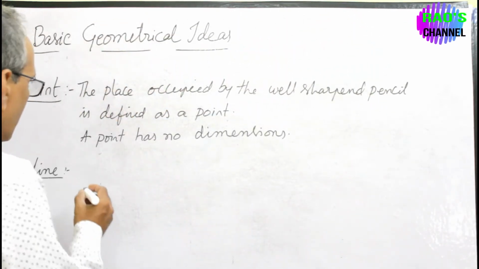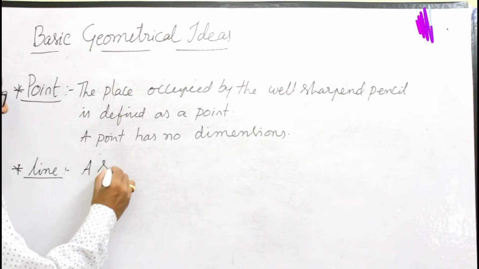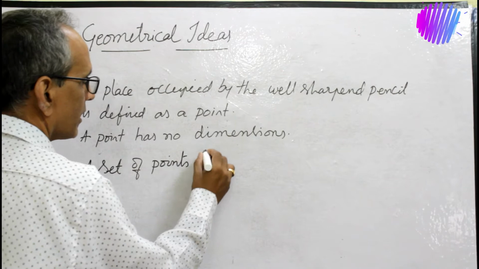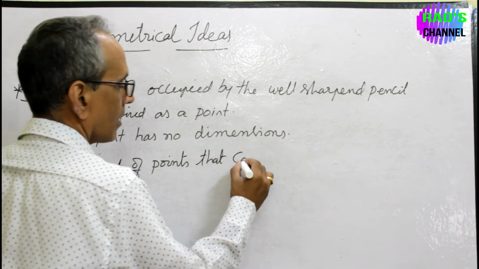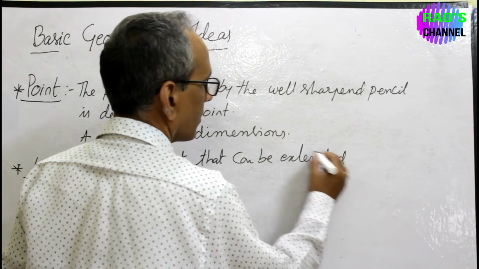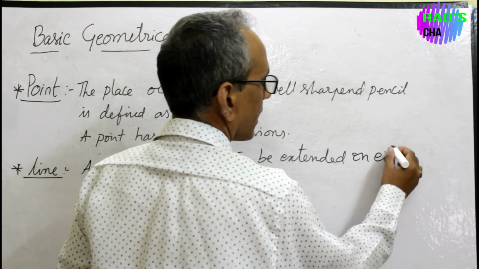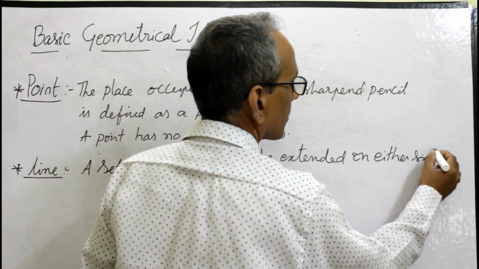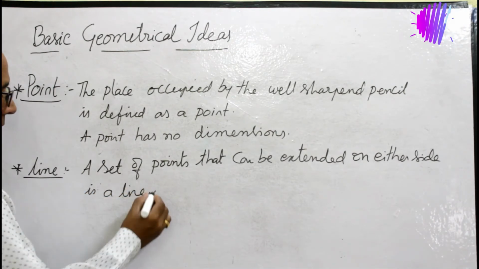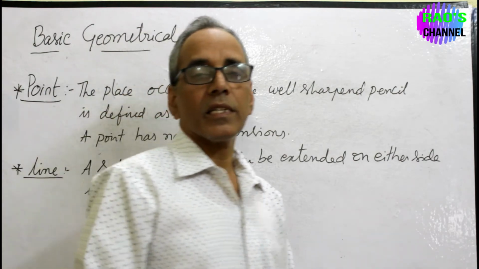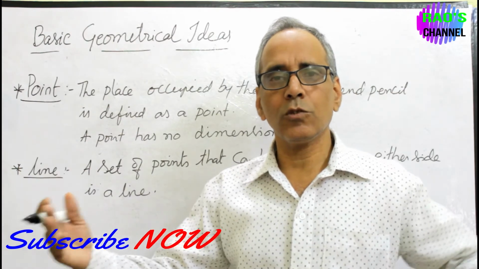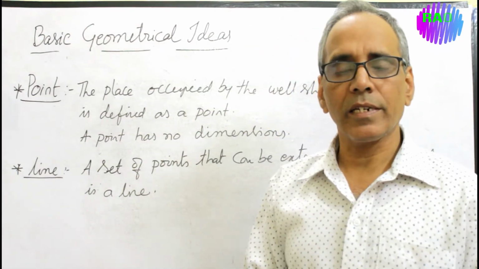So I define here, a line is a set of points that can be extended on either side is a line. I cannot say the beginning of the line or the ending of the line, because some students join at the beginning or at the end. There is no limit. Of course, in general we say it's the first boy of the line.